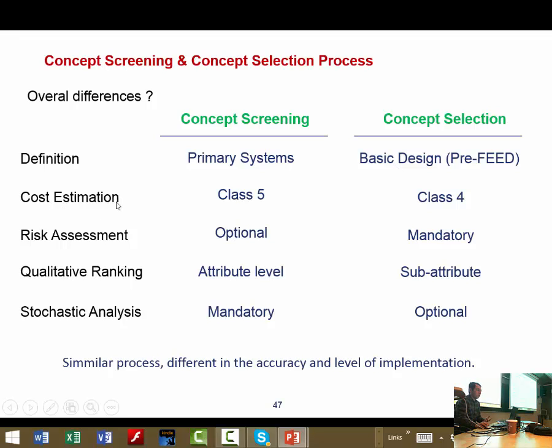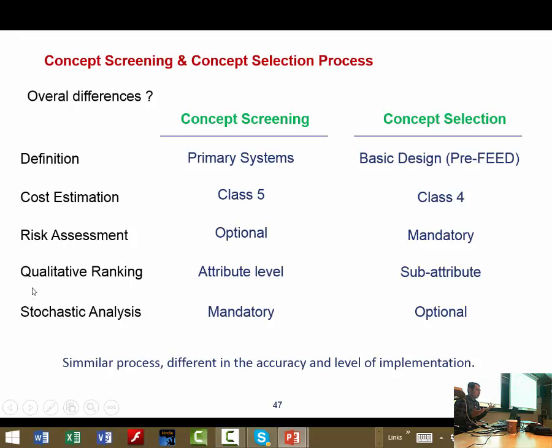Because for both we have a cost estimation, a risk assessment, and qualitative and quantitative ranking. For concept screening, the cost estimation is cost class 5, which we'll explain later, and for concept selection it is cost class 4. Risk assessment for concept screening is optional. Maybe the operator decides to make a risk assessment in this stage or not. But for concept selection it is mandatory. You have to do a risk assessment for the final decision.